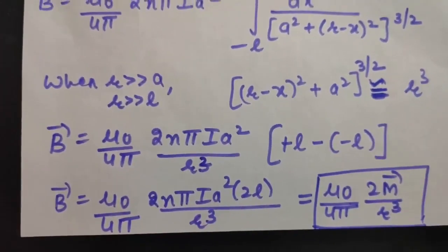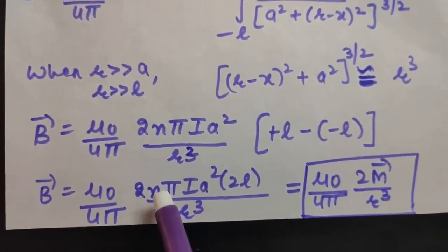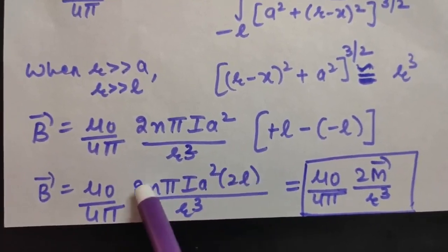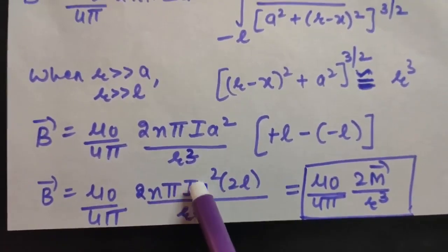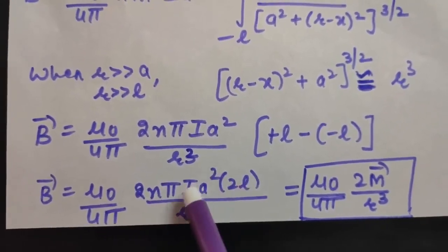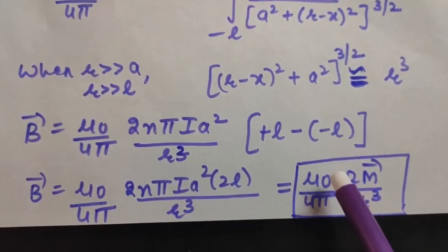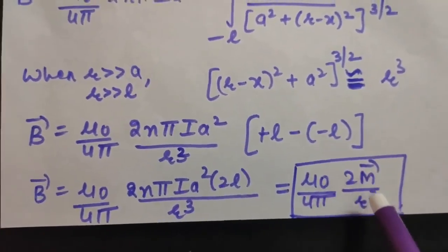Now, as we have written before, magnetic moment M is NIA. Now look clearly, n into 2L is capital N. This is I, and πa² is area, that is N, capital N, I into A. So this is nothing but magnetic moment. So we can write it as μ0 upon 4π, 2M upon R cube.